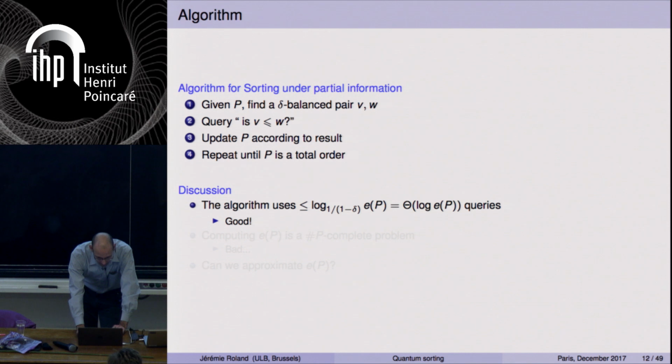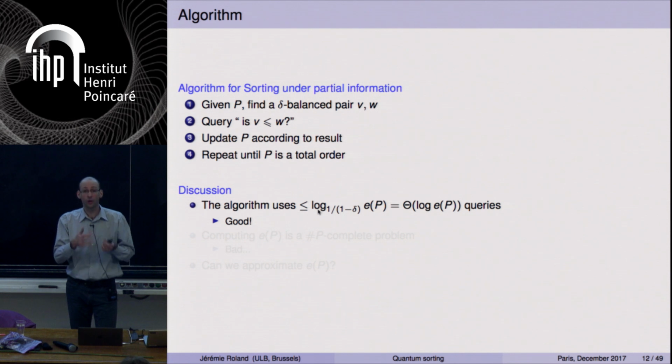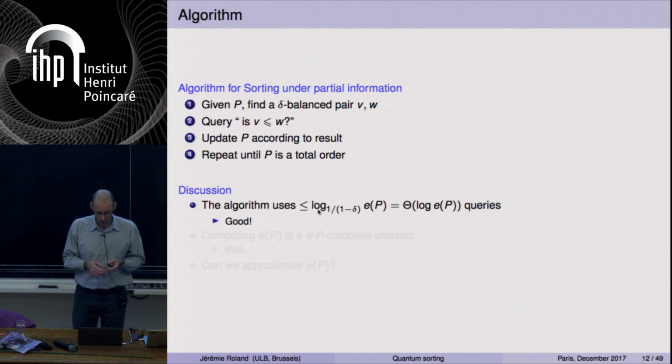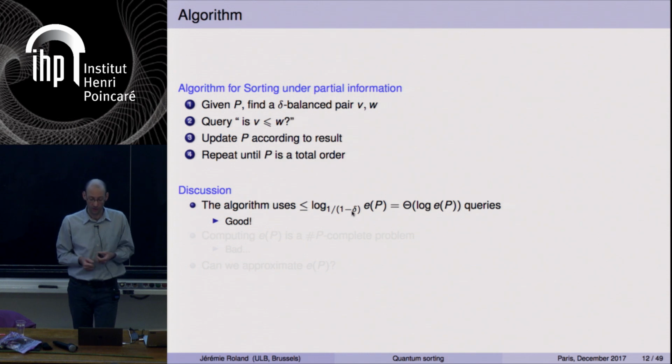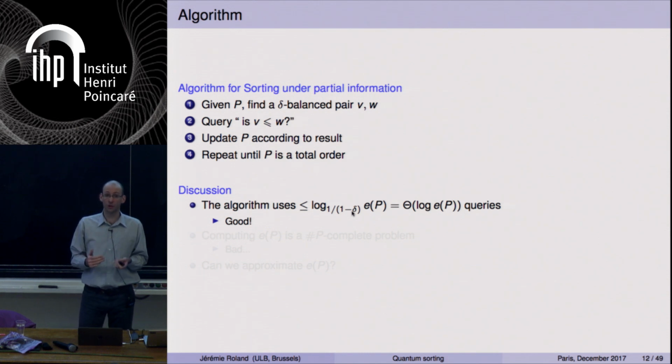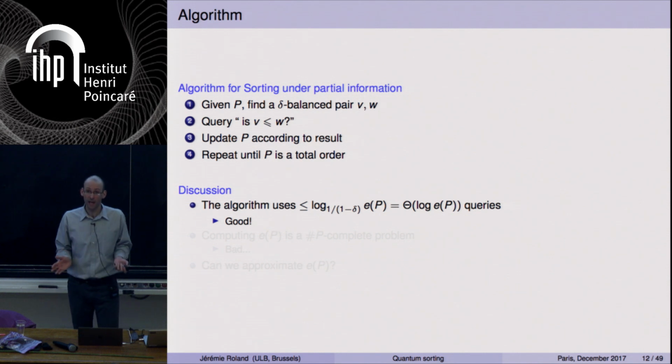So the algorithm uses less than log 1 over, so maybe it's actually 1 over 1 minus delta, what I wanted to say, but the algorithm uses essentially log 1 over P queries. So this is tight. Of course you can improve the constant by improving delta, but nevertheless it's always log E of P. So this matches the lower bound we had before.